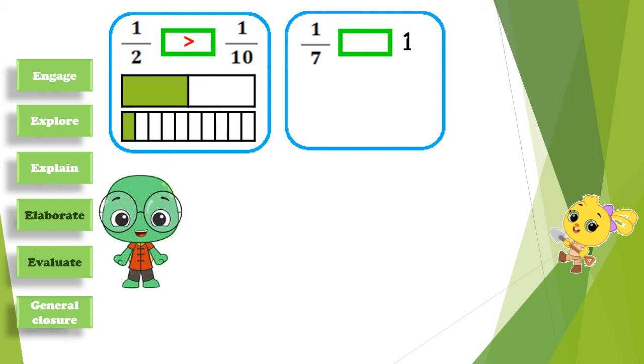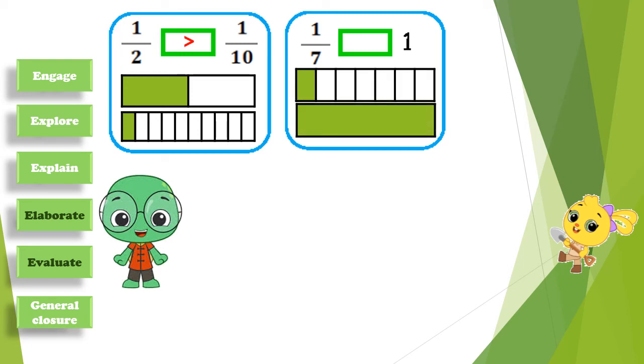Seventh or 1? Always 1 is bigger than any unit fraction that has 1 in the numerator. A unit fraction has 1 in the numerator, so 1 is always bigger. Look at the shaded part. The 1 is the bigger shaded part than the seventh.